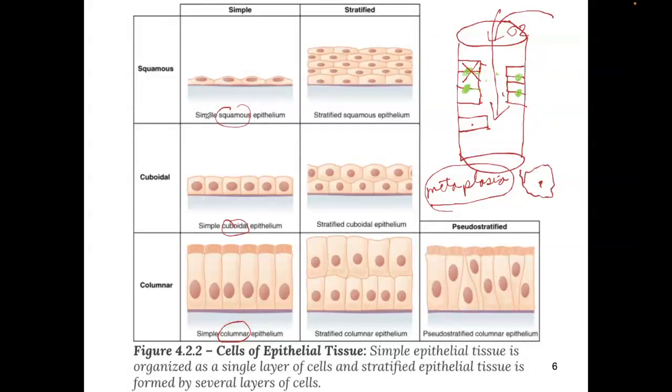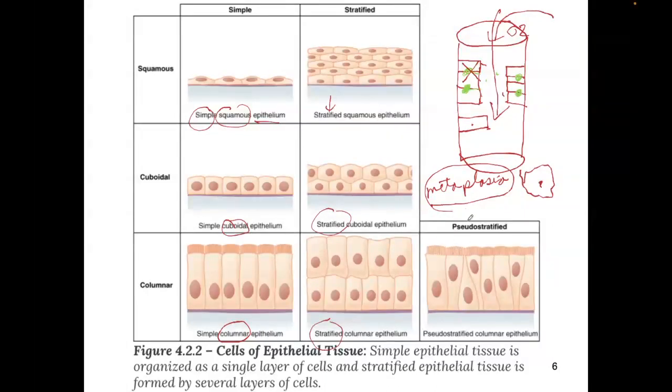So when we see one cell layer thick, it's simple. When we see that they're flat cells, it's simple squamous epithelium. When we see flat, irregular cells but multiple layers, we call it stratified squamous epithelium. When we see one layer of cube-shaped, cuboidal cells, it's simple cuboidal epithelium. But when we see more than one layer, it's stratified cuboidal epithelium. When we see the tall columns, those are columnar. When it's one cell layer thick, it's simple columnar. But because these have cilia, these are simple ciliated columnar epithelium. These, because it's two layers of columnar, are stratified columnar epithelium.